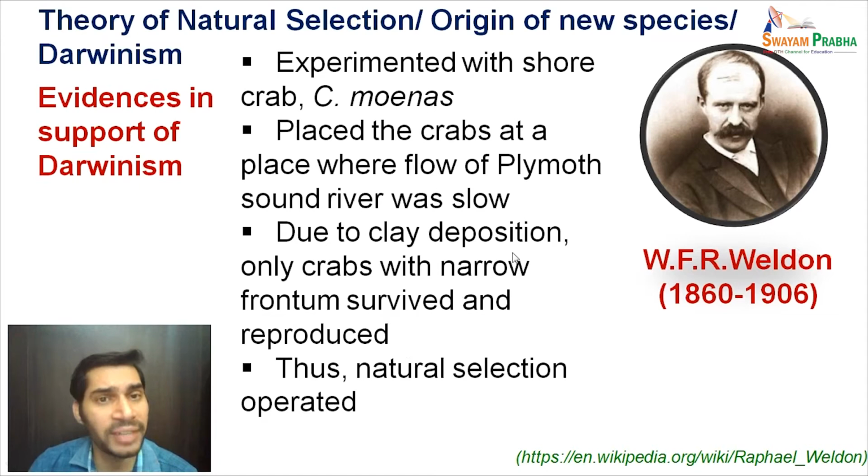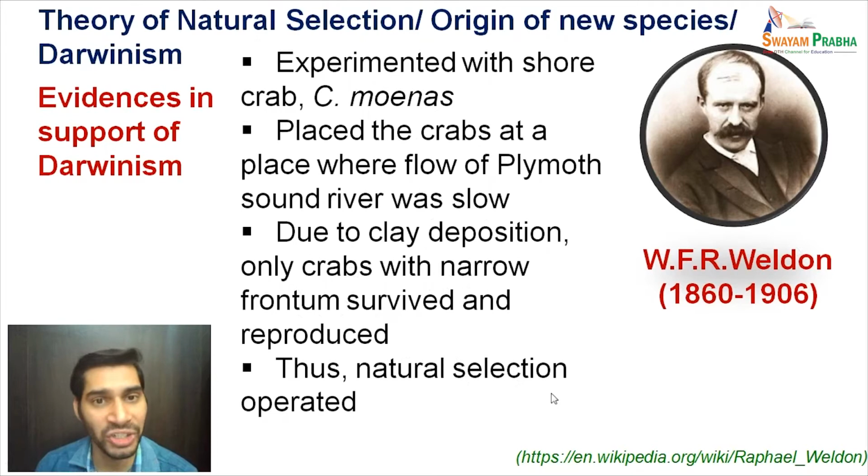There were already some crabs with the narrow frontal breadth. Because of this condition, the ones having narrow frontal breadth got selected because they were fit according to that particular situation to survive. And then they reproduced and gave rise to newer species, hence leading to natural selection operation.